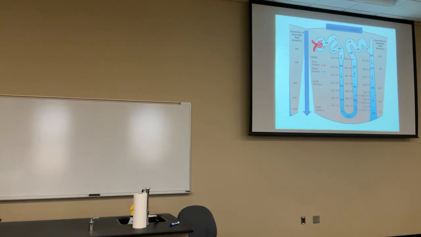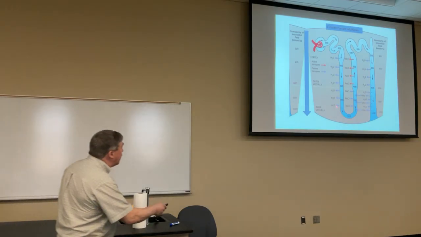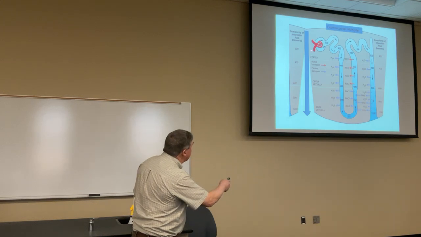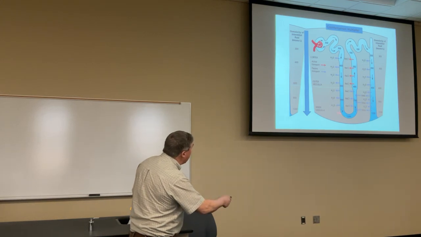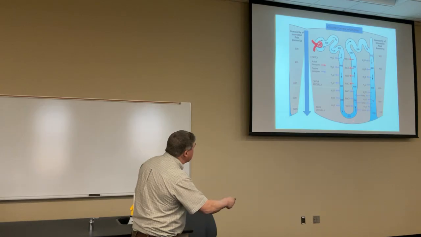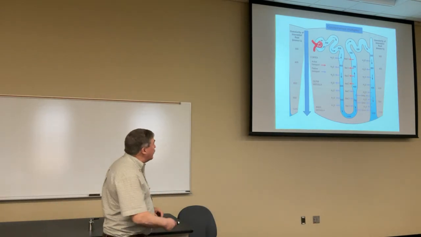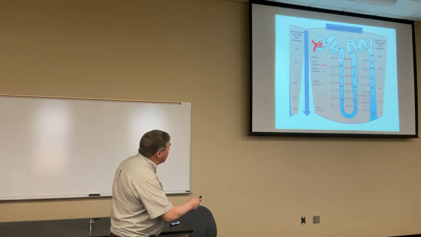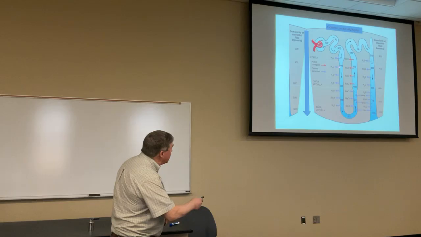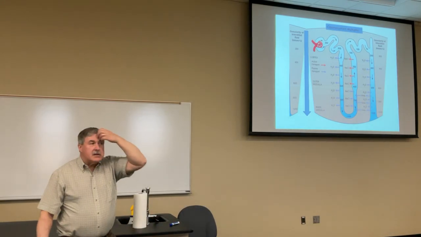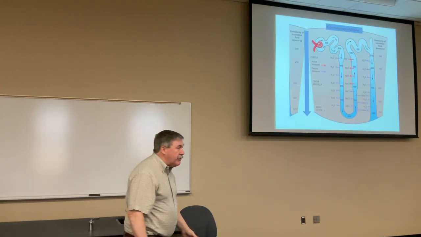The nephron loop is this part right here that dips way down into the medulla. This is the cortex up here, and all of this down here is in the medulla. There's two main parts to the nephron loop. The part where the filtrate first goes down deeper in the medulla is called the descending limb, because the filtrate is descending deeper into the medulla.